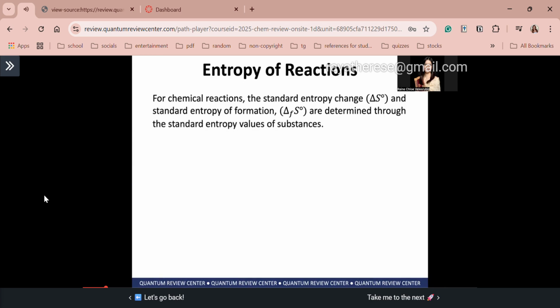So guys, entropy also is found in reactions, right? So for chemical reactions, the standard entropy change, delta S naught, and standard entropy of formation are determined through the standard entropy values of substances. Di ba guys, we have values for delta H, right? These are our enthalpies of formation. Ganun din guys for entropy, okay? So we have standard entropy values for substances.